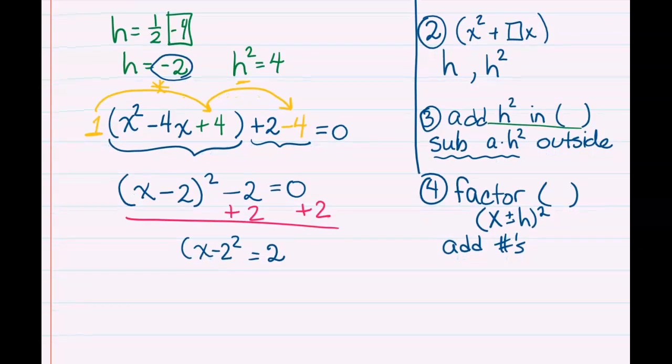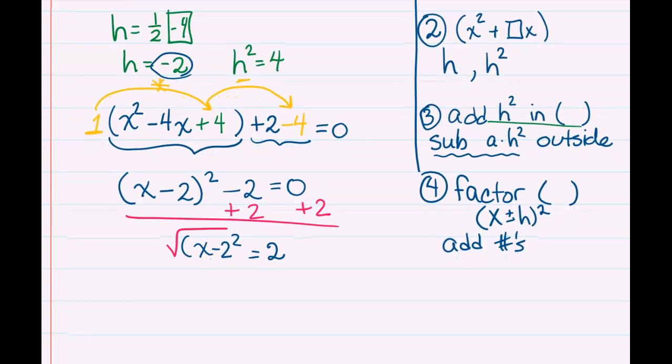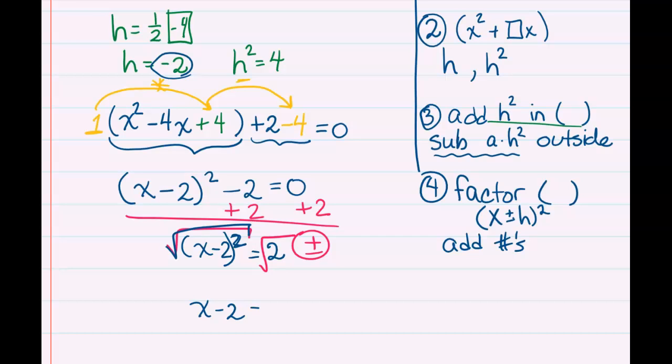I'm going to take the square root of both sides. Don't forget plus or minus when you do it on the right side. So what does that mean to me? I'm going to have x minus 2 over here because the square root and the square undo each other. So I just have x minus 2. And on the right side, I'm going to have plus or minus the square root of 2.